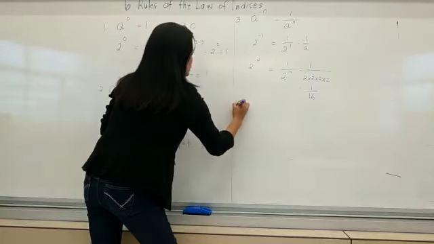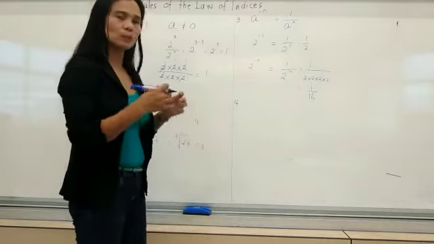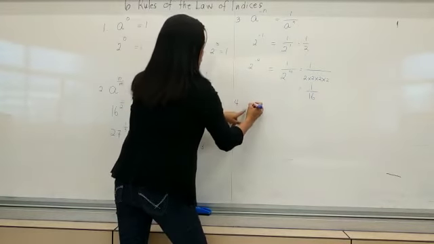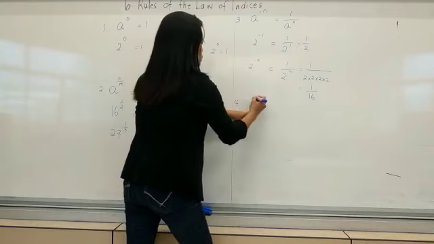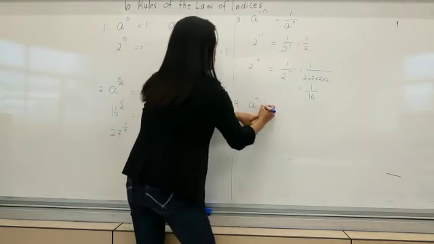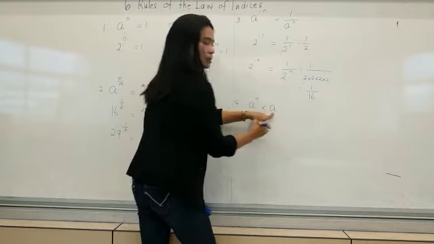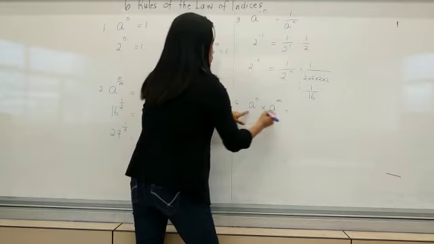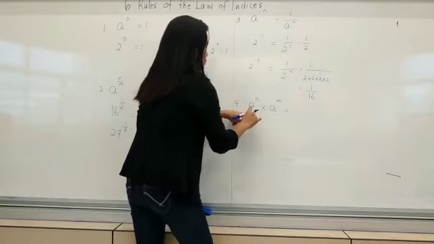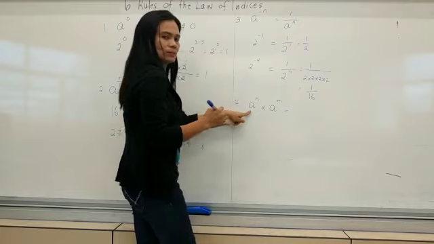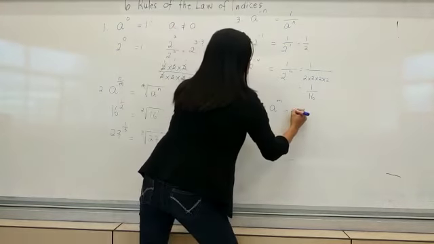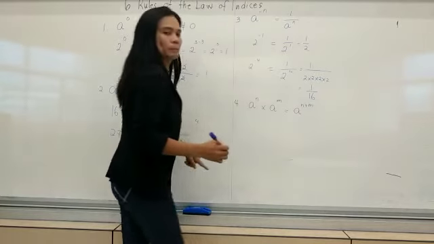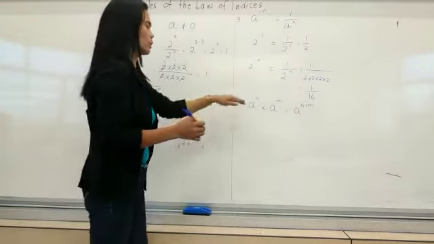Another one is the multiplication rule. The multiplication rule states that you have a base, say a, to the power of n, multiplied by the same base a to the power of m. The rule is you need to add the exponents. So you just copy the base since they have the same base, so a to the power of n plus m. You just add the exponents and copy the base.